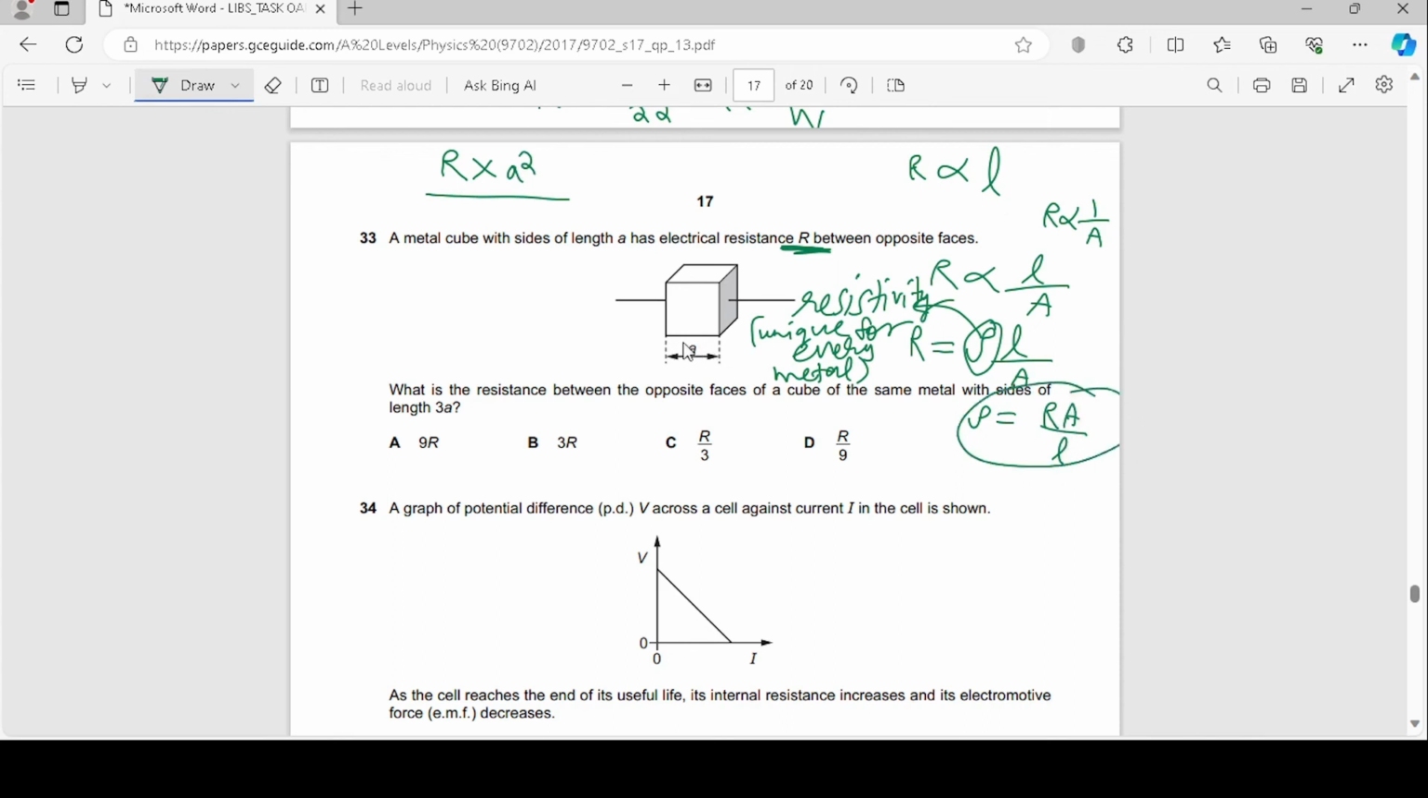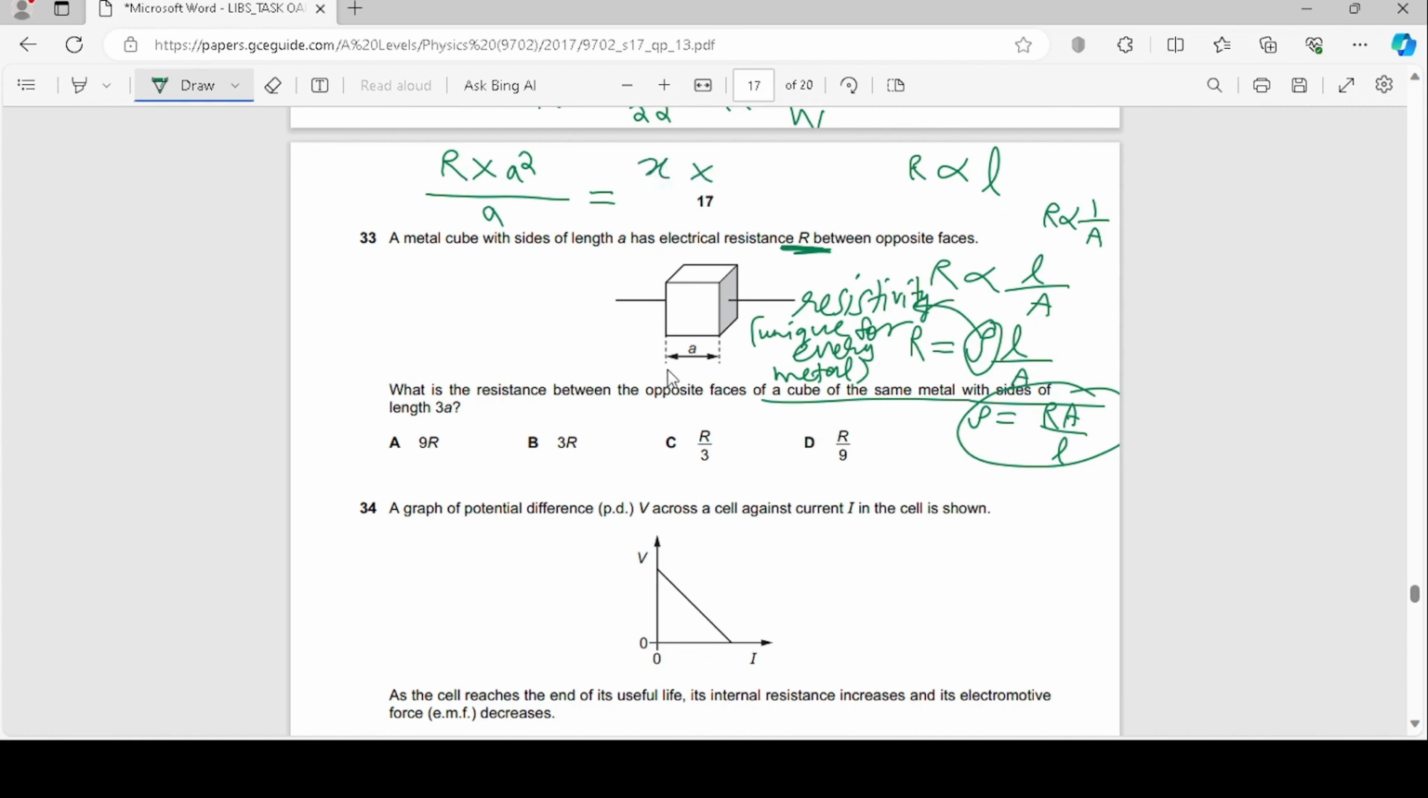So the length is A, because it's a cube anyway. Length is A, right? So times A, and that is equal to, if you consider the cube of the same metal, because it will have the same resistivity, so this will be equal, with sides of length 3A this time. So let me just keep the resistance of this other cube as X, okay? Because that I have to find.